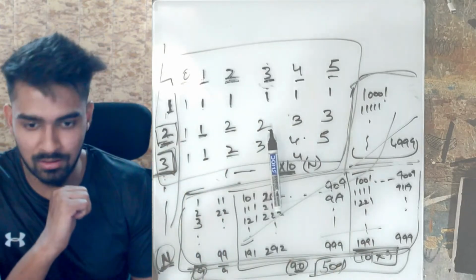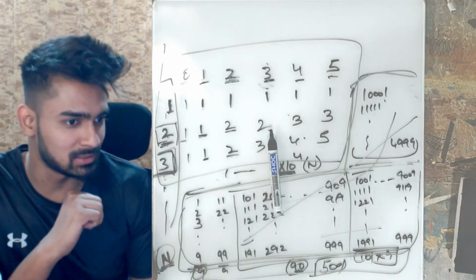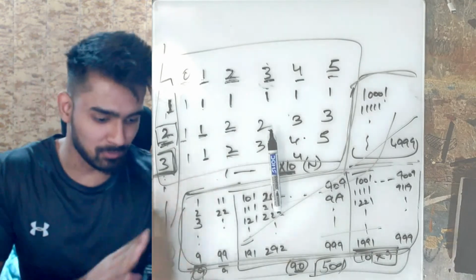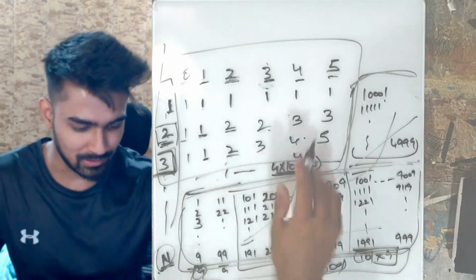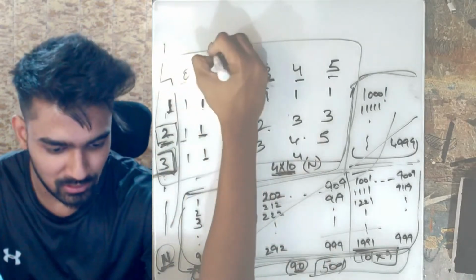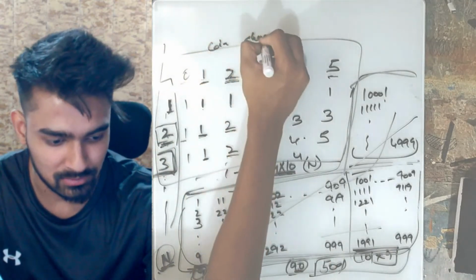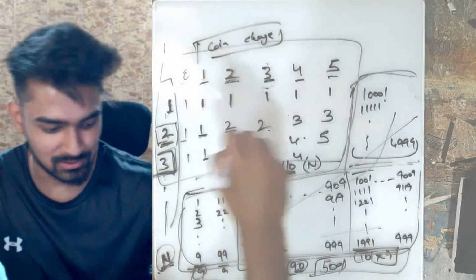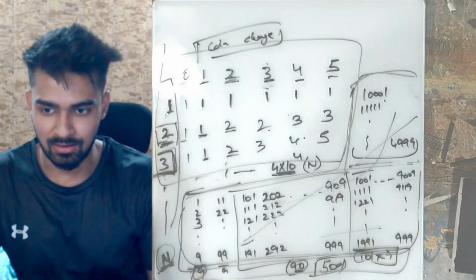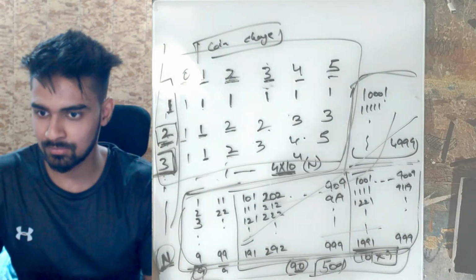Let me just show you the code as well. It might be that some of you won't be able to understand what I did here. What you need to do is first understand what the coin change problem is, and then you'll be able to understand what I'm actually doing here. I'll quickly show my code as well.